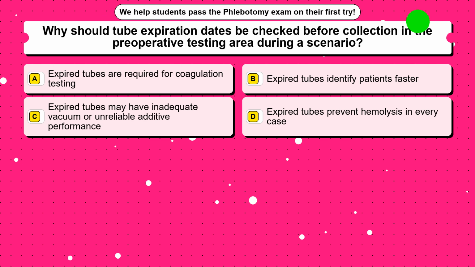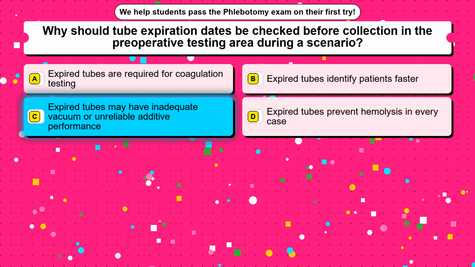Question 70. Why should tube expiration dates be checked before collection in the preoperative testing area during a scenario? Option A, expired tubes are required for coagulation testing. Option B, expired tubes identify patients faster. Option C, expired tubes may have inadequate vacuum or unreliable additive performance. Option D, expired tubes prevent hemolysis in every case.